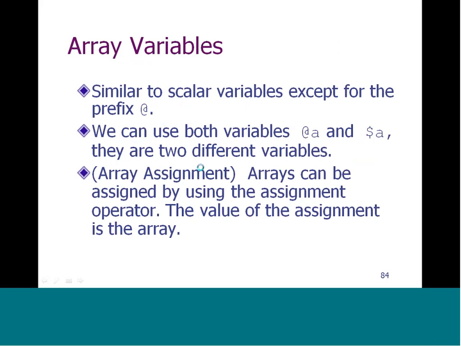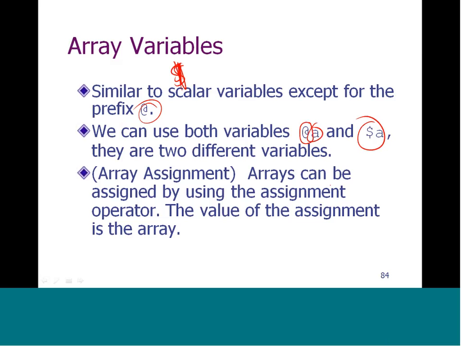So now let's talk about the array variables. We saw the scalar variables, which start with the dollar sign. The array variables start with the at sign. Since they have a different prefix compared to a scalar variable, we can have the same name, but you can treat them as two different variables. For example, @a and $a are two different variables, so each will have its own value, and it's not dependent on one value or the other. Okay, so that is one thing.